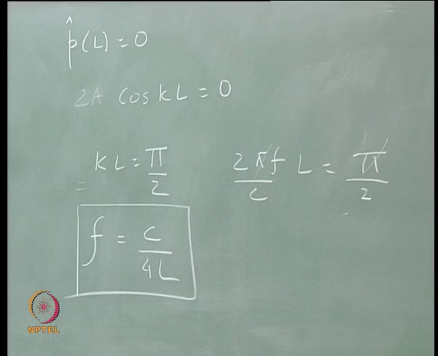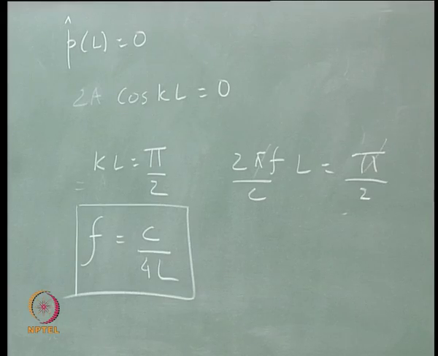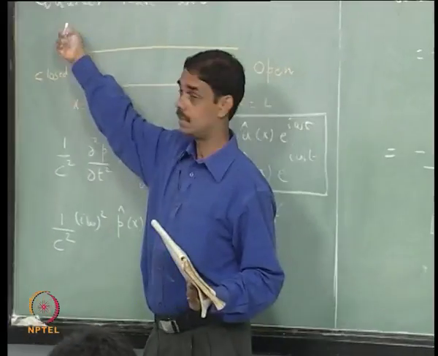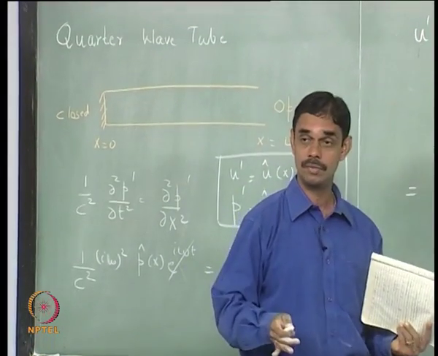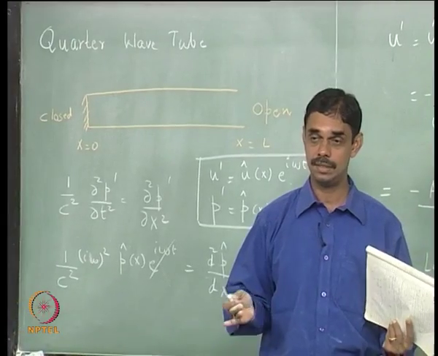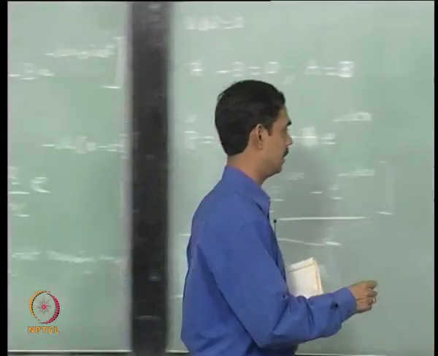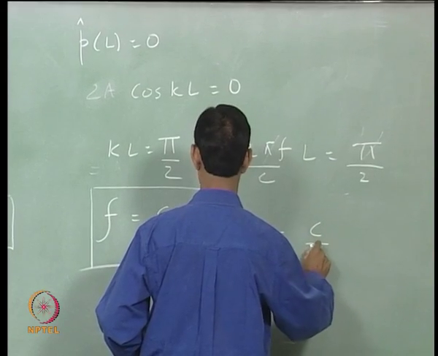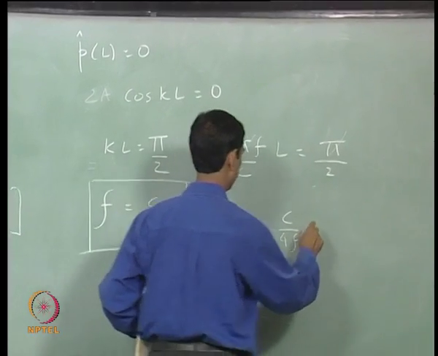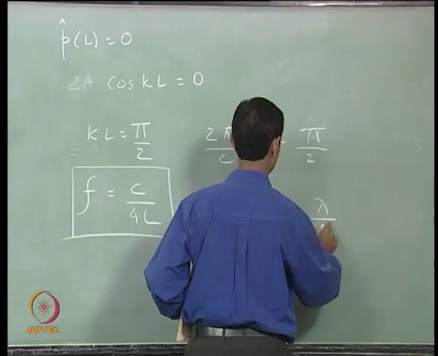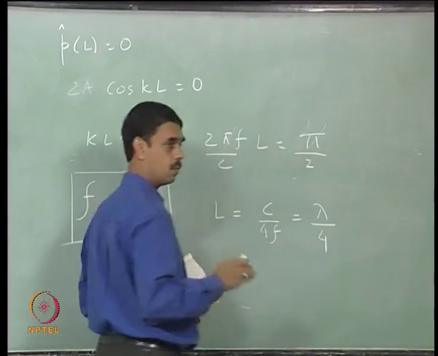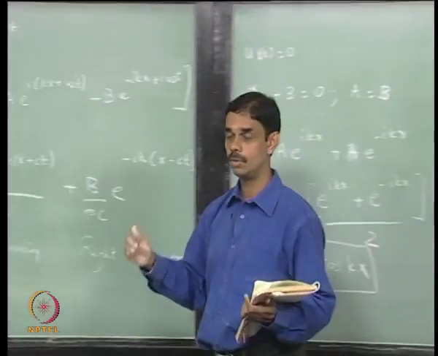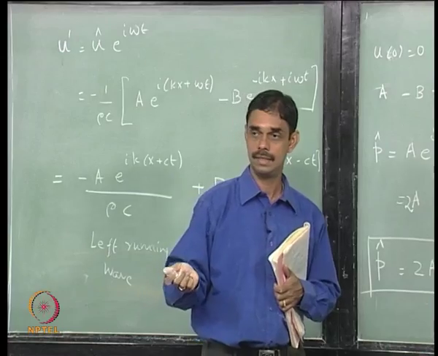So now it is probably clear why this tube was called a quarter wave tube, because you will have 1/4 of the wavelength within the tube. So we can see that L, which is the tube length, is c by 4f, and c by f is lambda, so it's lambda by 4. So the length of the tube has 1/4 of the wavelength, hence it is called the quarter wavelength.